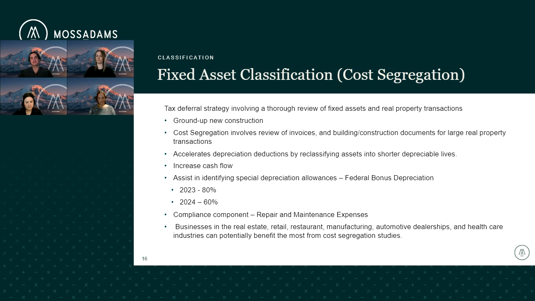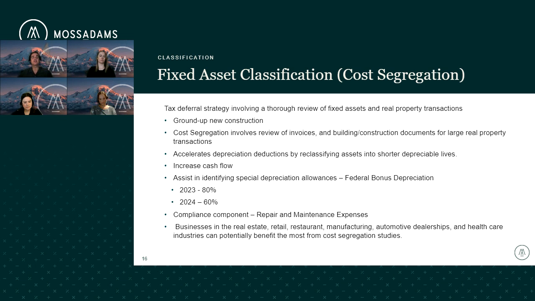The purpose is to accelerate your depreciation. You're reclassifying assets into shorter depreciable lives. So you get the cash now versus in the future. Another value is it assists in identifying any special depreciation allowance, 179 expenses, or federal bonus depreciation, which for 2023 is 80%, and in 2024 it goes down to 60%. So identifying assets that are eligible for that, it's a pretty significant incentive. There's also a bill to make this back to 100%, so we're keeping an eye out for that.